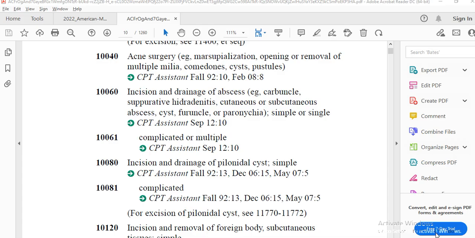These 10060 and 10061 are for abscess incision and drainage. If you see the description here, 10060 is incision and drainage of abscess, example, carbuncle, suppurative hidradenitis, cutaneous or subcutaneous, simple or single. And the second one is 10061, complicated or multiple.